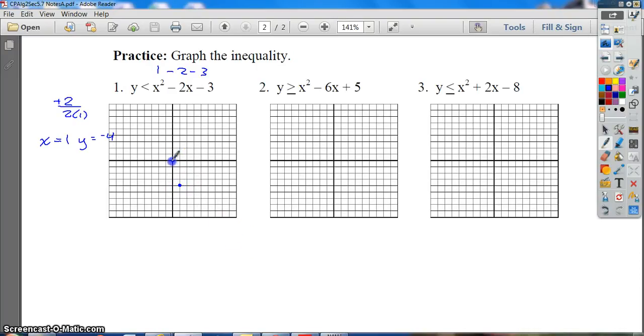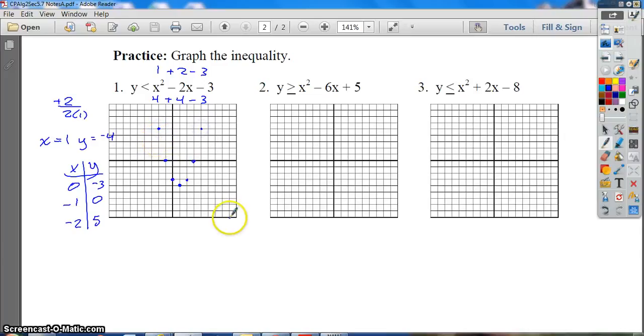If I have 0, I'm going to put a point there. If I put 0 in for x, I'm going to get negative 3. Okay? If I put negative 1 in, this becomes positive 1 when I square it. This will become positive 2. That'll give me 0. Okay? And then I'm going to do negative 2, so that will be positive 4 plus 4 minus 3, so that's 8 minus 3, which is 5. 1, 2, 3, 4, 5.